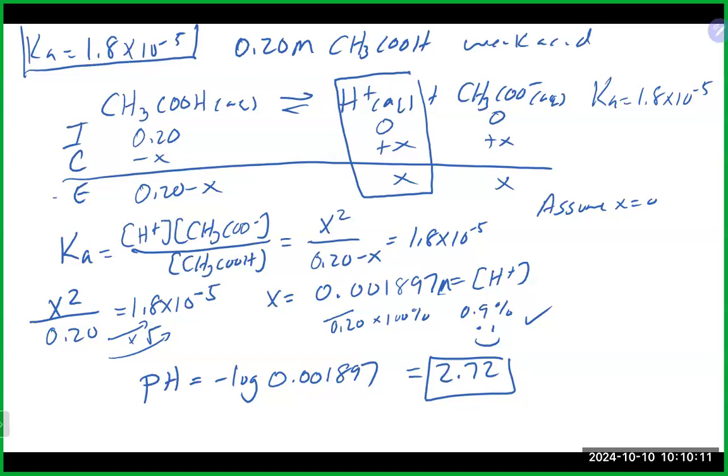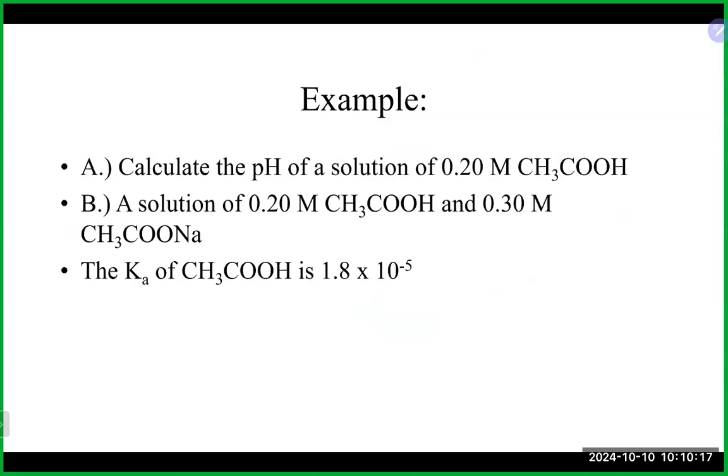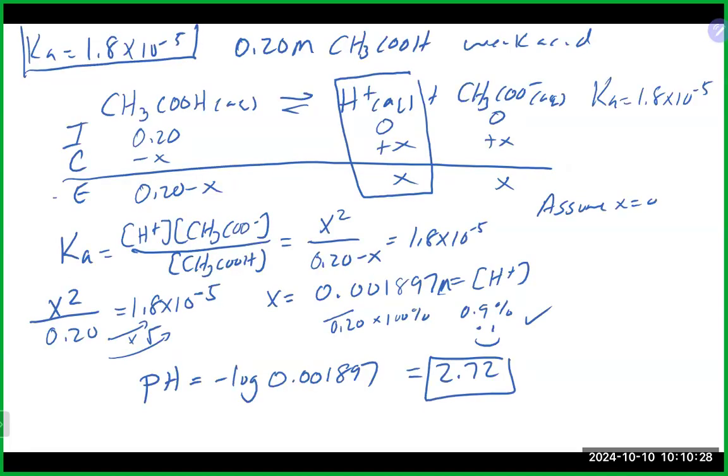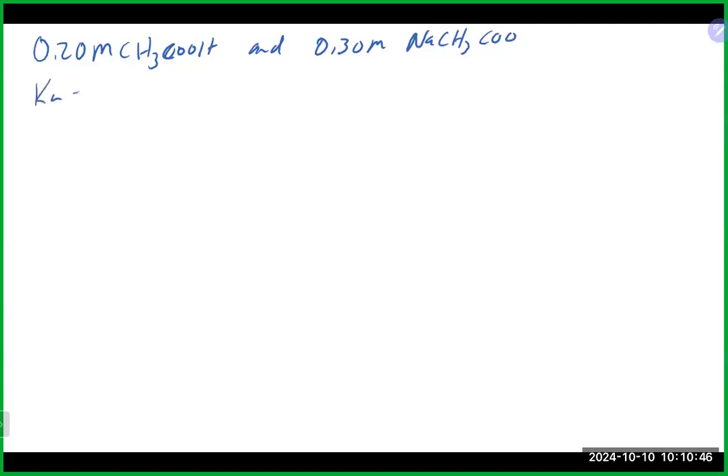So let's take a look at part B and see how it's different. So looking at part B of this problem, we have a solution that is still 0.2 molar acetic acid like it was in part A, but we also have 0.3 molar sodium acetate in it. So let's take a look at that. So this one, we have our 0.2 molar acetic acid. And in it with it 0.3 molar sodium acetate. And we still have a Ka problem here at 1.8 times 10 to the minus 5.